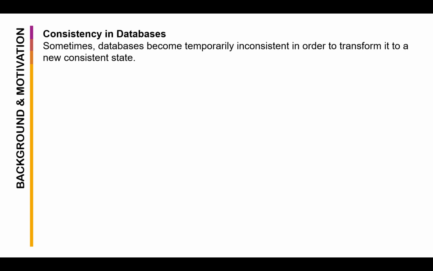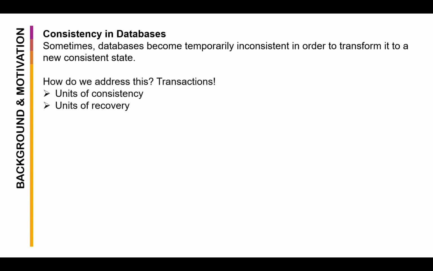Now, consistency is one of the properties of a database that guarantees reliable processing of transactions. Databases are said to be consistent if they satisfy the assertions or criteria about the data. However, they sometimes become temporarily inconsistent in order to transform to a new consistent state. For example, adding a new student after registration would leave some fields inconsistent until the process is completed. To address this, we will use the concept of transactions.